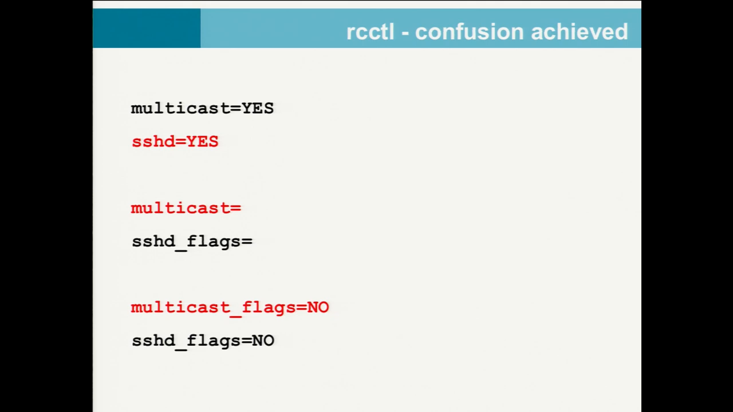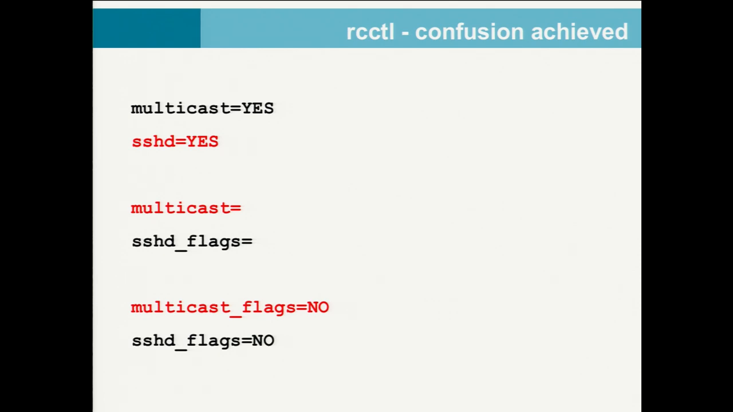Before rcctl, users were still kind of confused. When you tell them, they will ask, how do I enable multicast on my machine? Well, you just put multicast=YES in rc.conf.local. Okay, that's easy. So for sshd, it's the same? Oh, no. sshd is different because that's a daemon, so it's not how it works. You have to put sshd_flags.